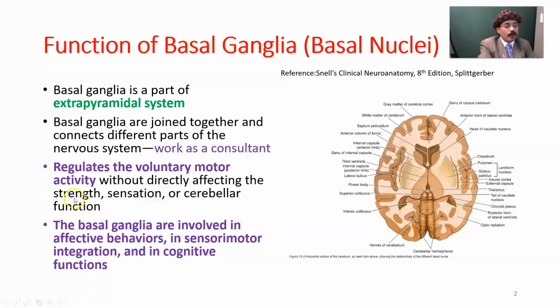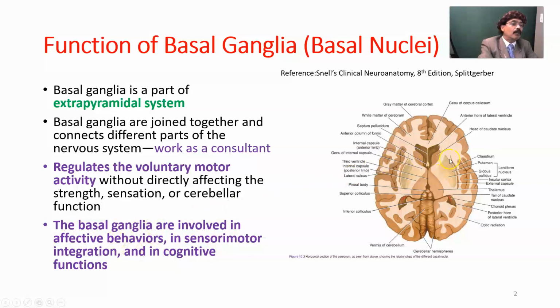It regulates voluntary motor activity without directly affecting strength, sensation, or cerebellar function. The basal ganglia are involved in affective behaviors, in sensory motor integration, and in cognitive functions.